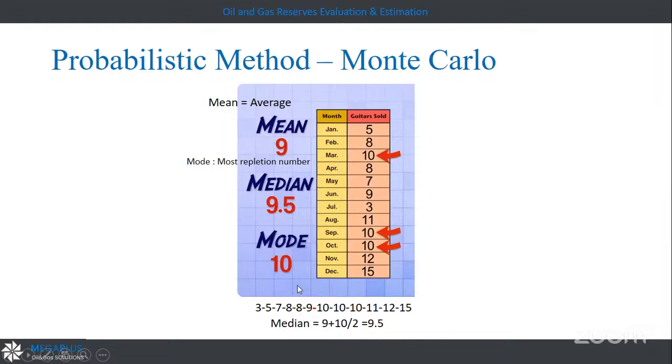And what is the mode? This is the one I am most concerned with knowing. The mode is the number that is repeated the most. So here, 10 is repeated 3 times, so the mode is 10. So the probability of finding 10 in the 12 months is the highest. This is the mode.